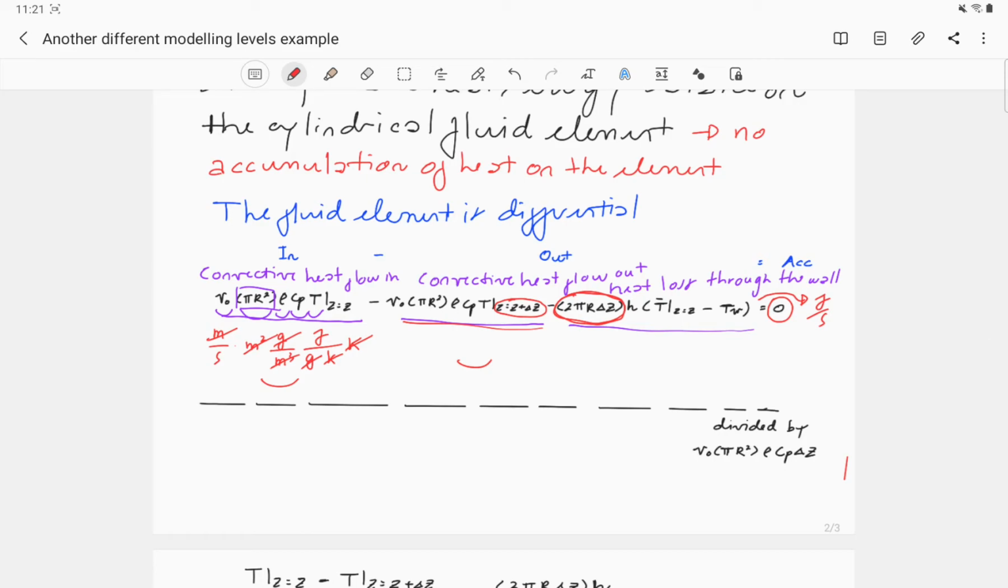And then we have H in here, and we also have the temperature difference in here. This surface area will have a unit of meter square, and this H will have the unit of joule per second meter square Kelvin. Okay, so that's very important that we have this.